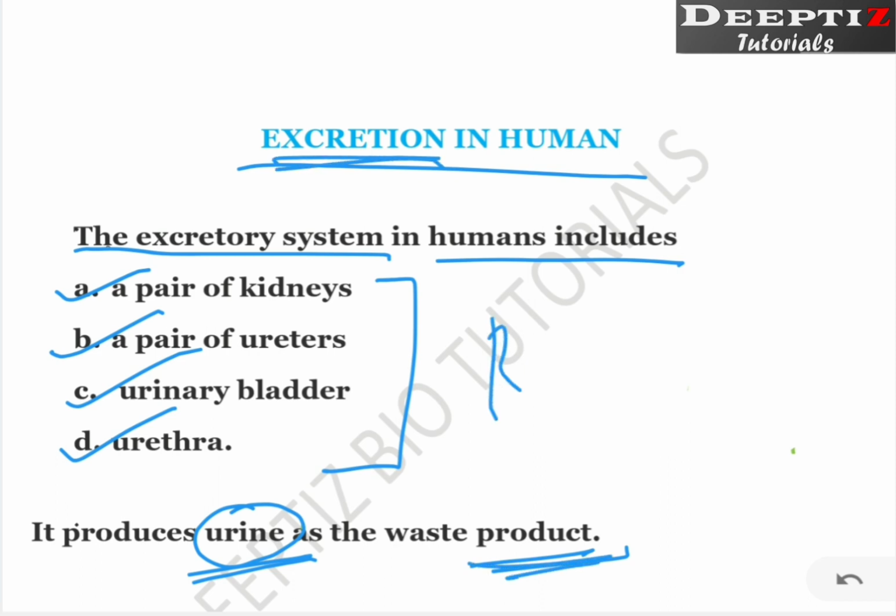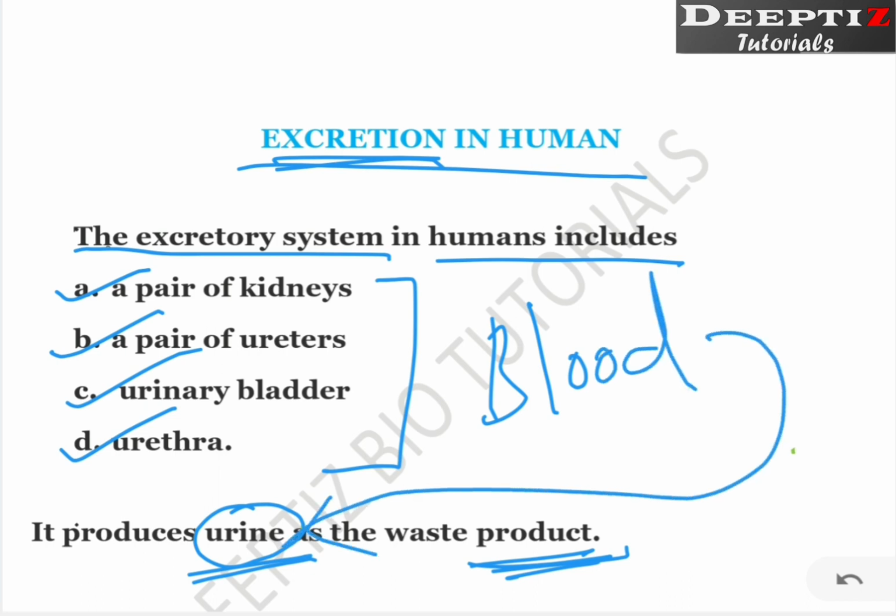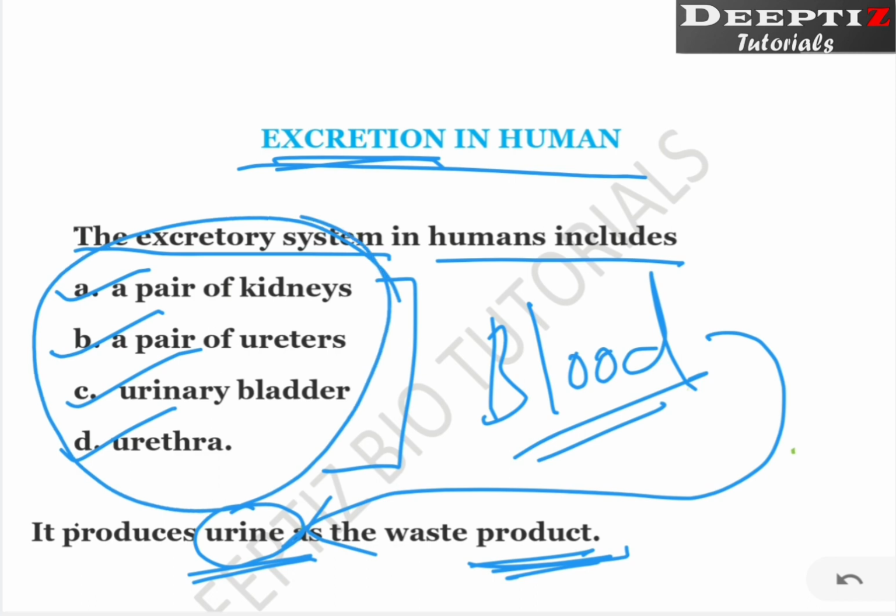Now you remember one thing, the urine is formed from the blood. From the blood, urine is formed. Who helps in the formation of this urine from the blood? This entire excretory system. These structures together help to form urine from the blood and its removal.